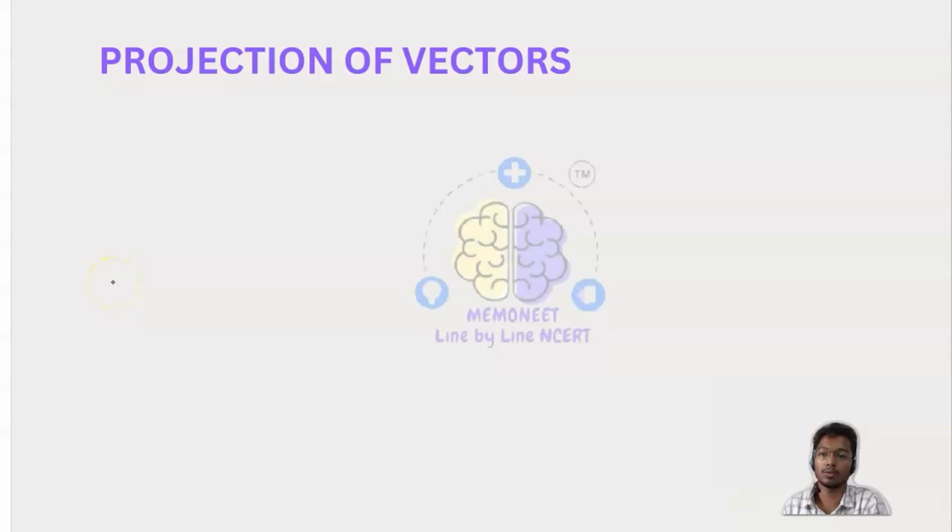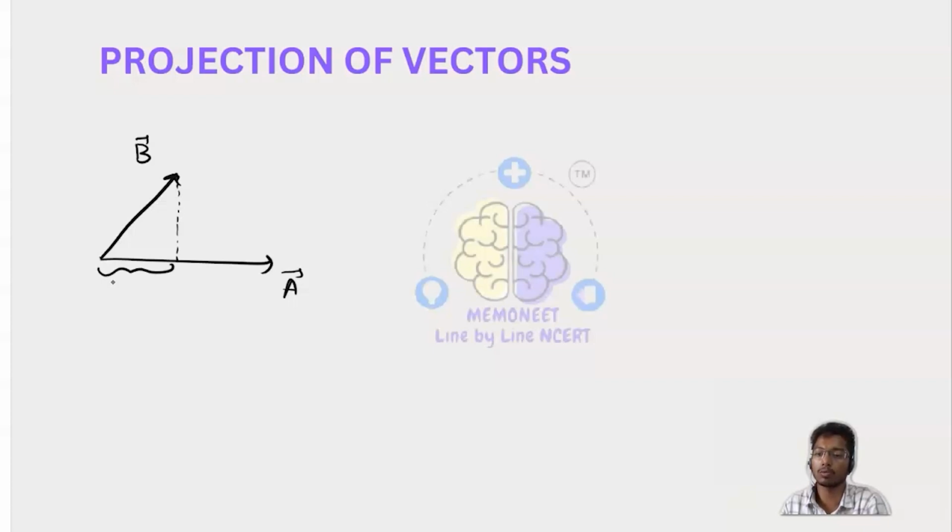The topic is projection of vectors. Let's say we have here a vector and this is b vector. So what is the projection of b vector on a vector? This will be the projection: the part of the b vector which will directly be present on the a vector.